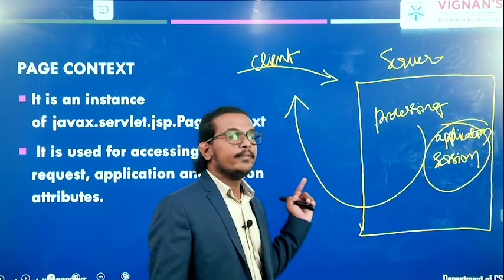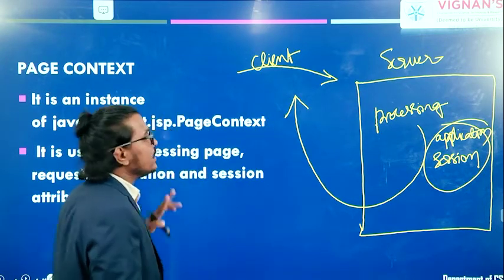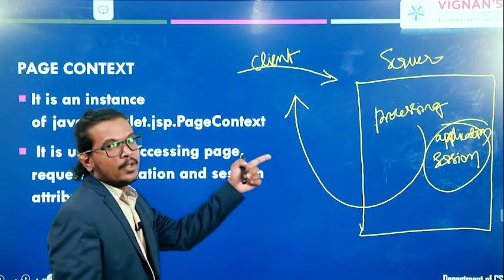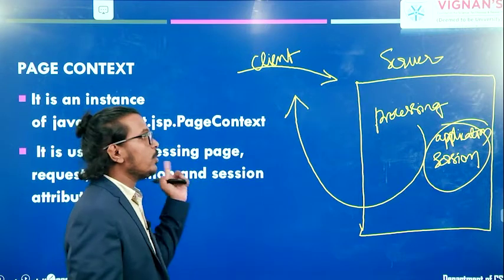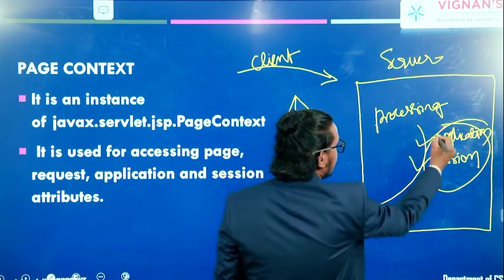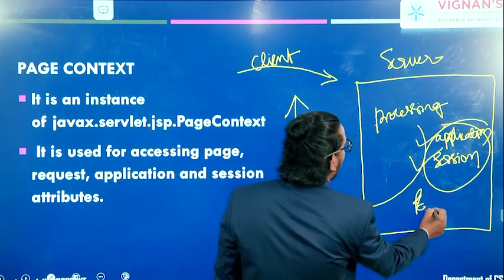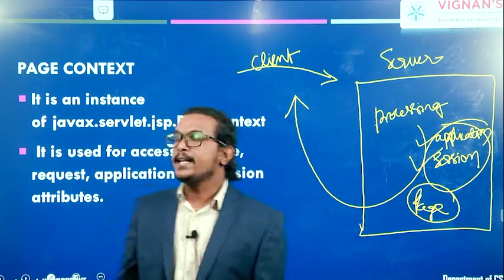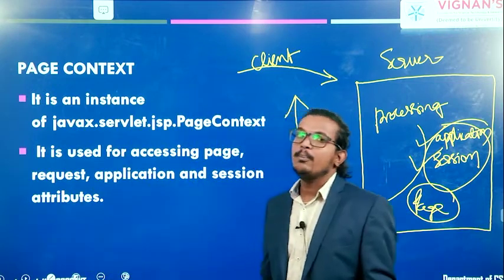So if you are dealing with this page context, what we are doing here is, for accessing data with the help of this page context, we can access the application data, we can access the session data, and also we can access the page attributes data. Okay, so that is a brief about the page context.